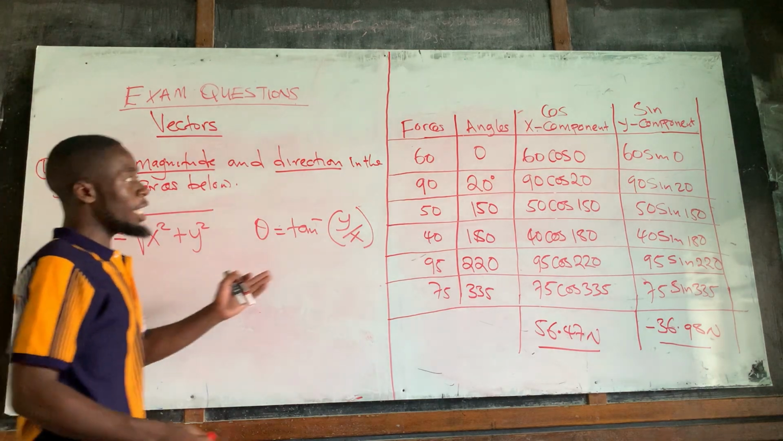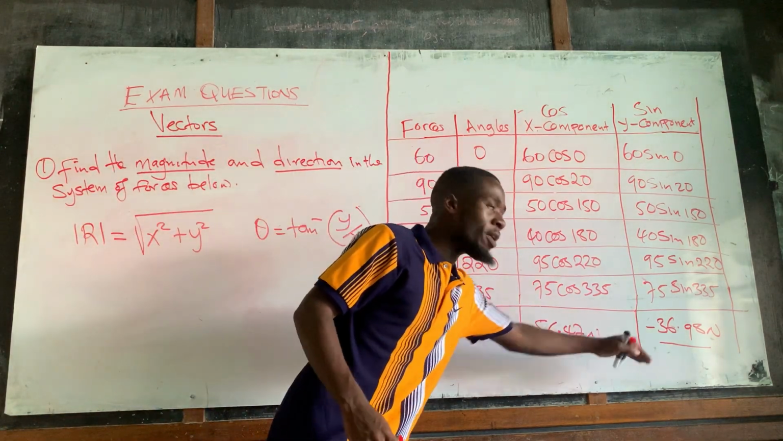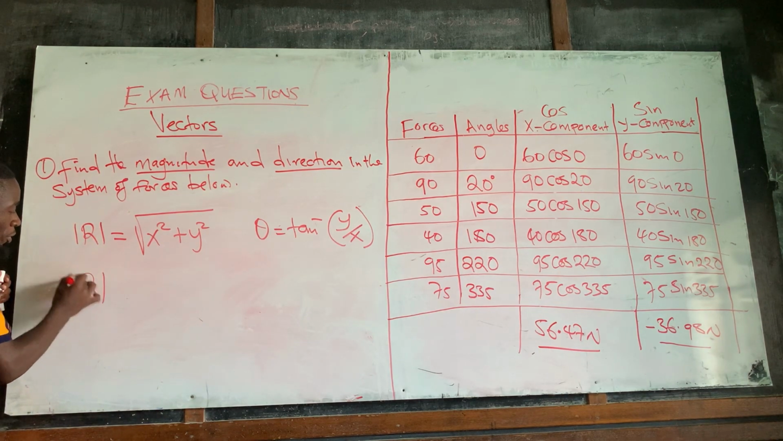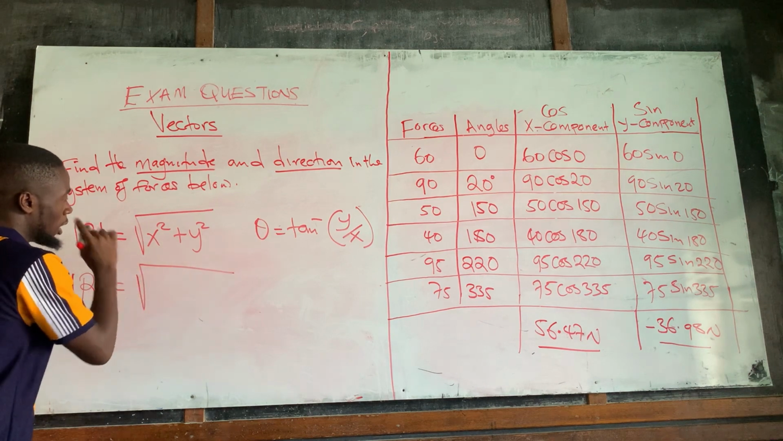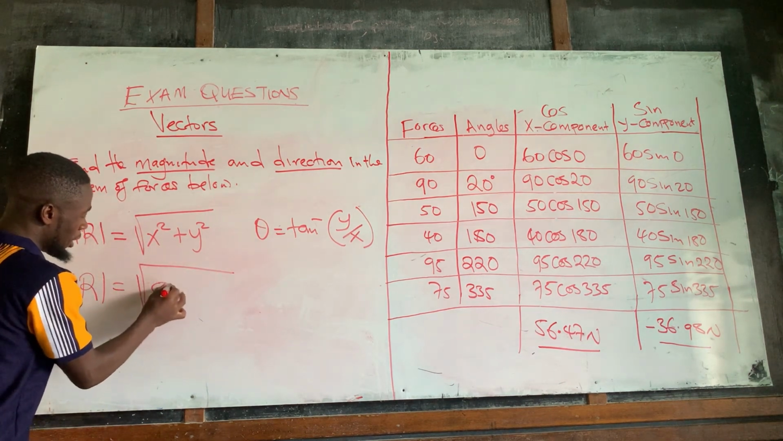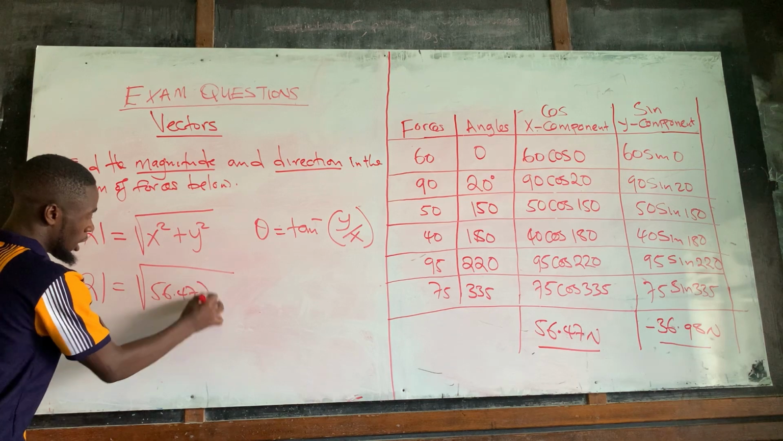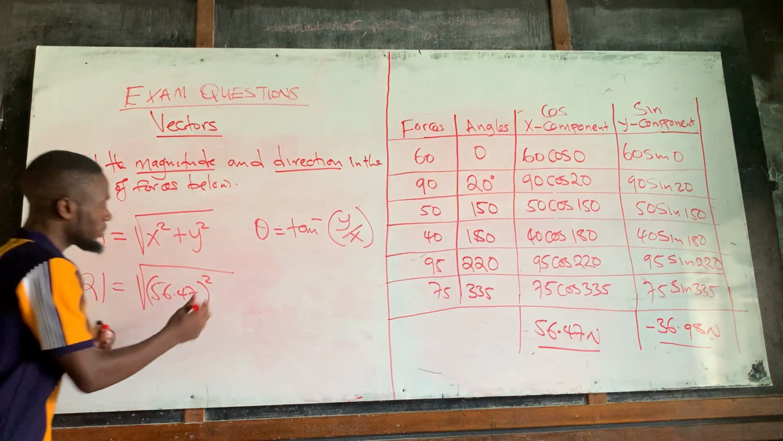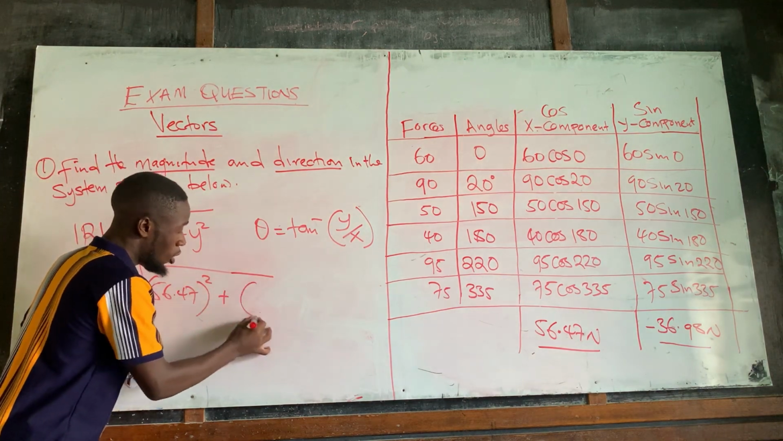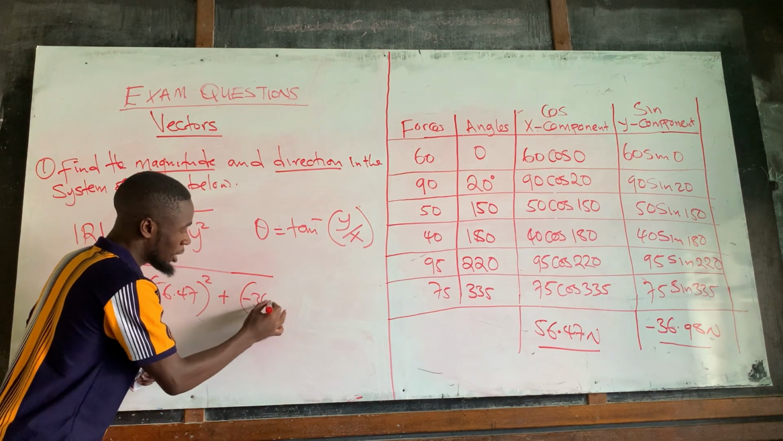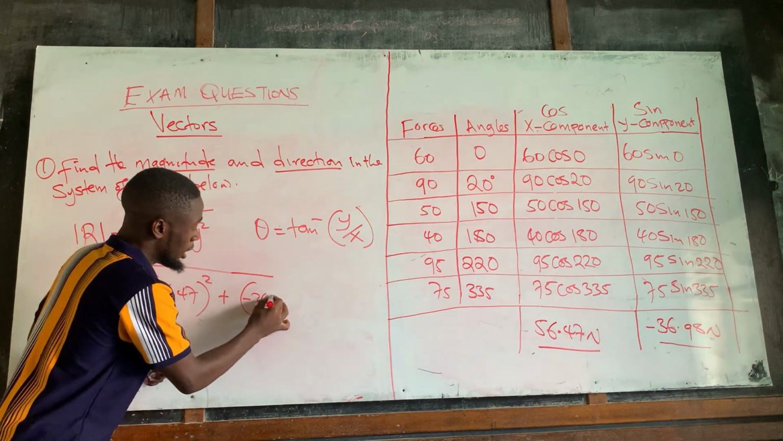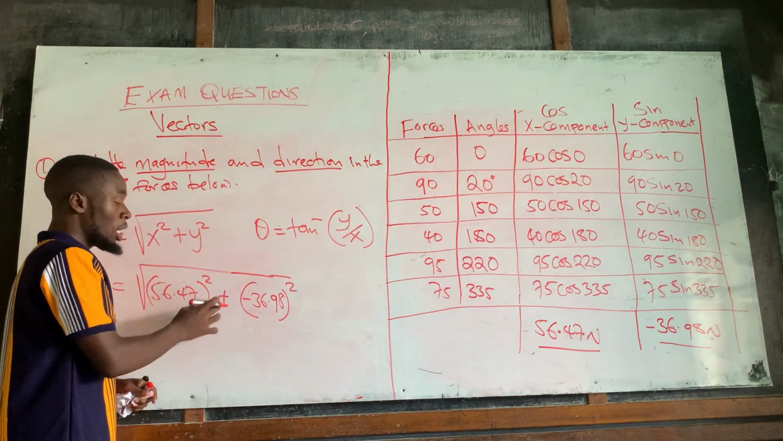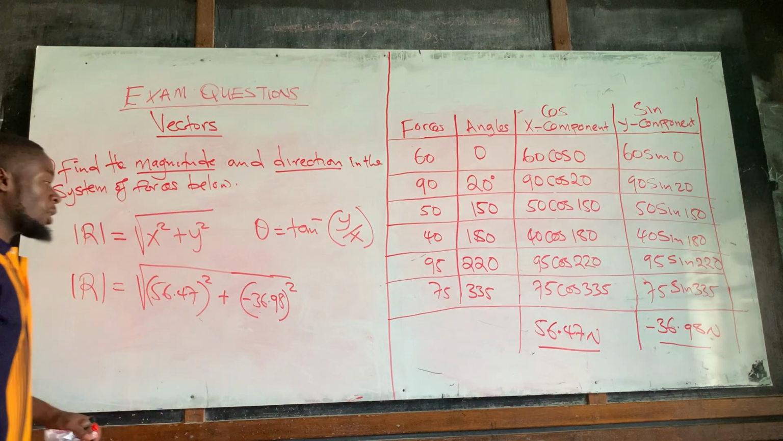So what is the x value? The x value is this one here, and the y value is that one there. So let's find the magnitude. The magnitude is equal to the square root of x, which is 56.47, squared, plus y, open negative 36.98, squared. So you open and close, you square, plus you open and close, you square. Okay? So what's the next step?